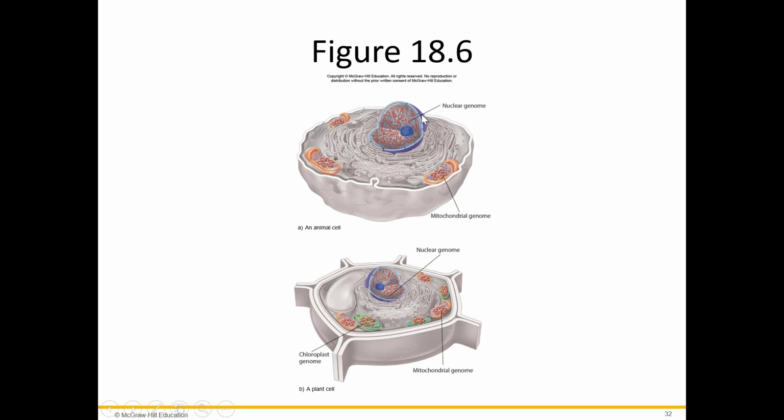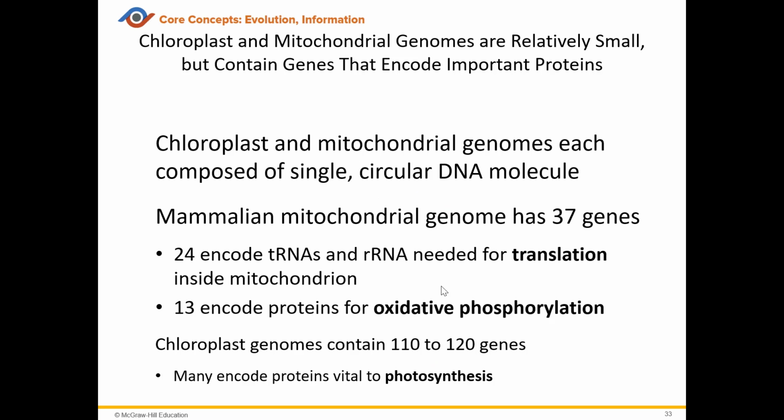You can see the nuclear genome is all the chromosomes in the nucleus, but then we have the mitochondrial chromosomes that are found in both animal and plant cells, and then the chloroplast genome that's found in plants and algae. Even though these genomes are relatively small, they contain some important proteins. Chloroplast and mitochondrial genomes are composed of a single circular DNA molecule, so it doesn't have a beginning and doesn't have an end. It's not like the linear chromosomes that we see in the nucleus.